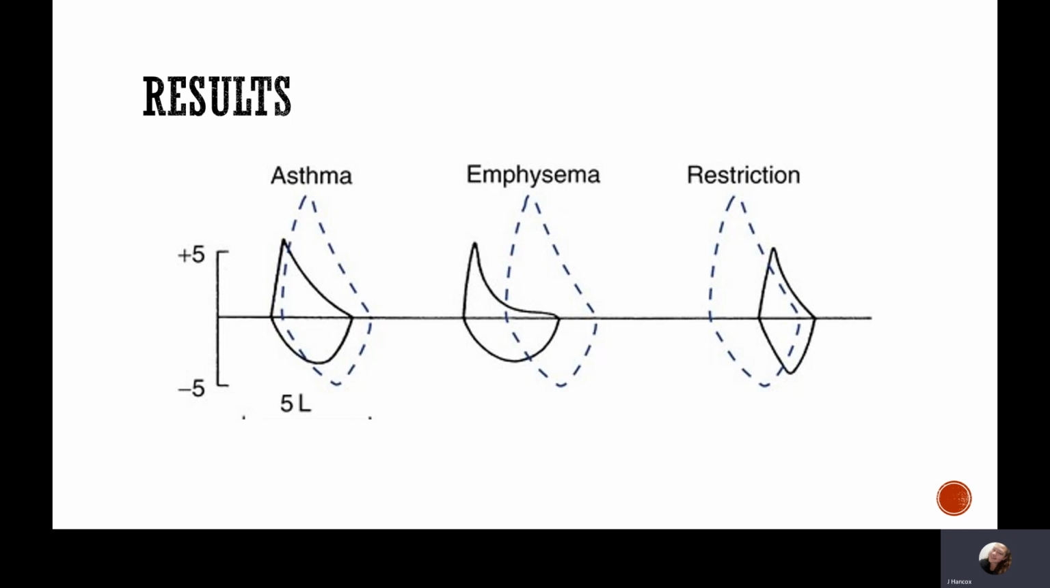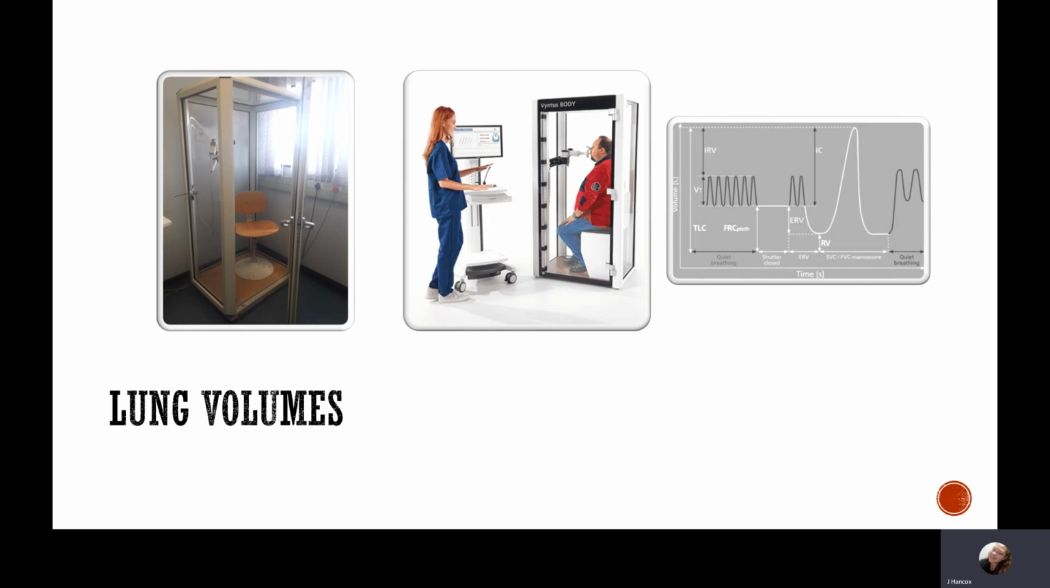But in asthma and emphysema or obstructive diseases, there'll generally be a curvature towards the end of the top section of a flow loop because it takes them longer to exhale all of the air that's in their lungs, but it doesn't come out as forcefully as it would with a healthy patient. And then with the restriction, it just looks like a smaller version of the healthy flow loop, which is the dotted line. So now we'll move on to lung volumes.